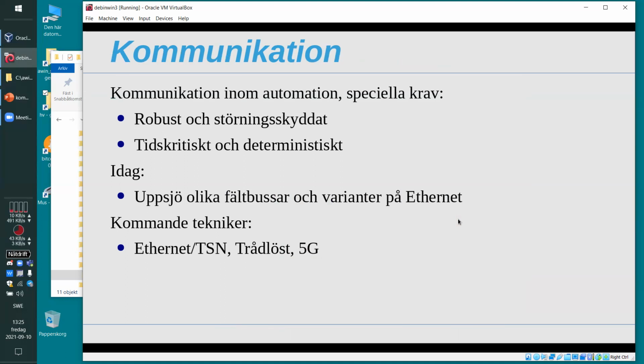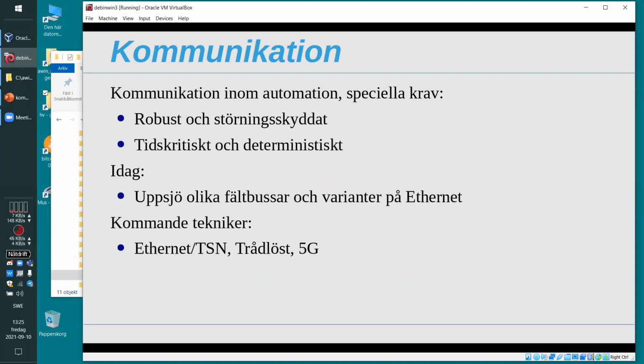So what are the typical special requirements here for this kind of automation communication? Well, it's really two main things. It should be robust and protected from noise, or that's a tricky word, störning.